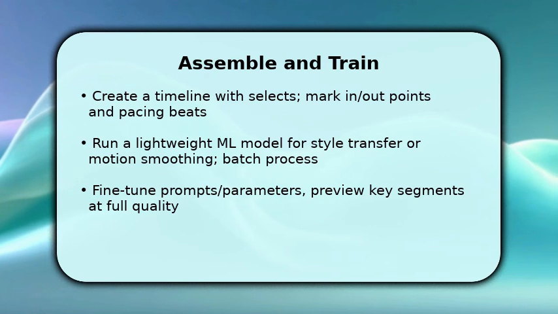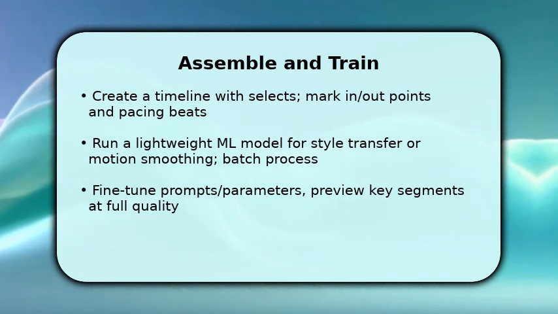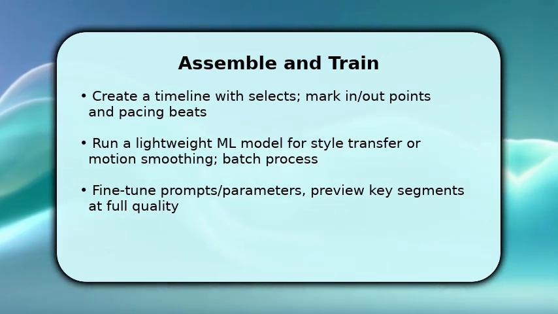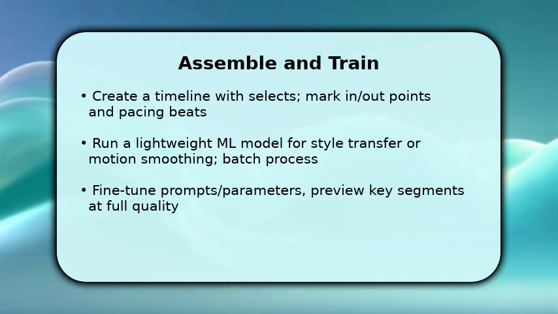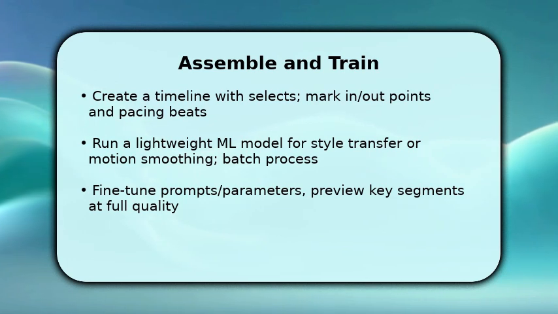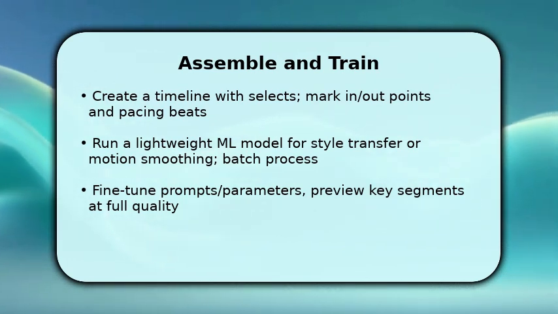Start by placing selects on a timeline and marking beats for cuts. This guides automated trimming and motion emphasis. Next, run a lightweight model for style transfer or motion smoothing in batches so processing stays fast. Use presets for speed and tweak parameters where artifacts appear.